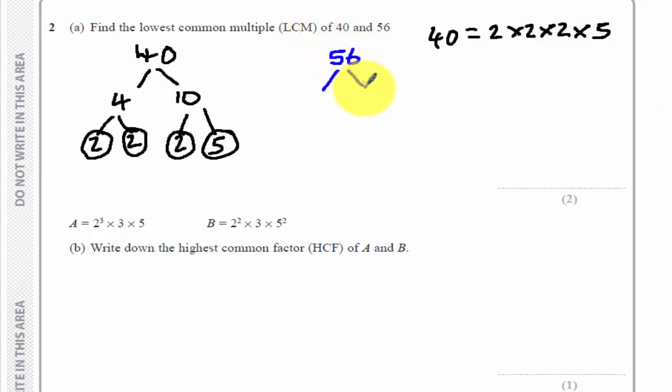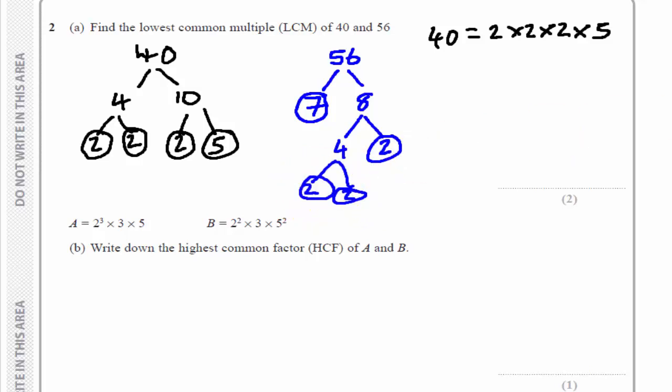Again, it doesn't matter what two numbers you start with, but I'm going to start with 7 and 8. 7 is prime. 8 can be split into 4 and 2. 2 is prime. And then 4 is 2 times 2. They are both prime. If you get to this point, you get one of the two marks.